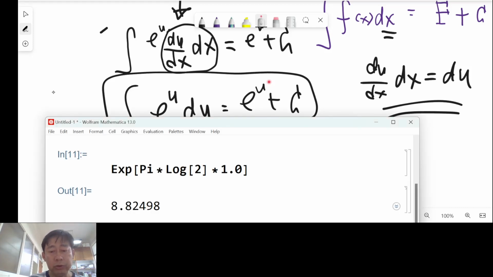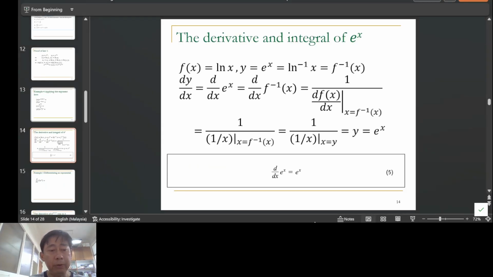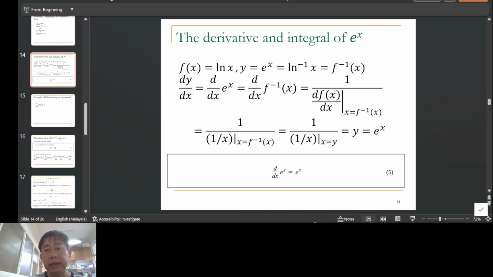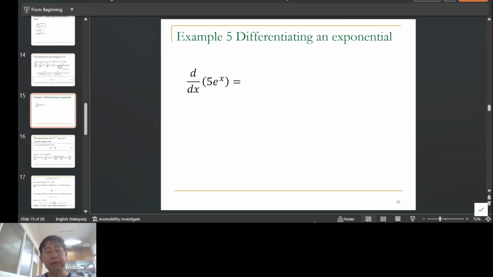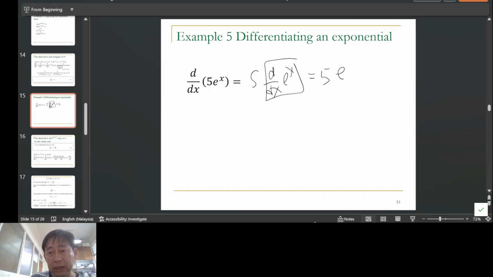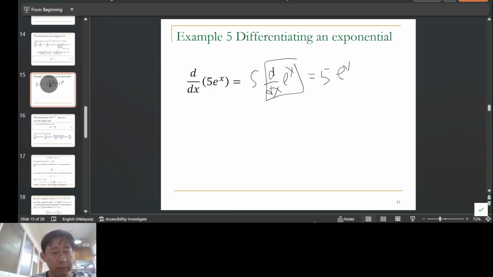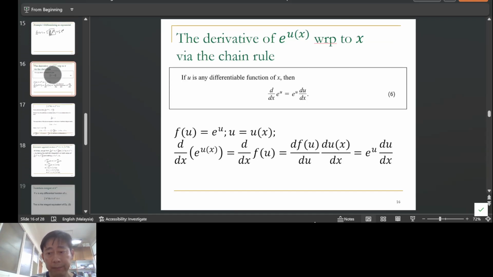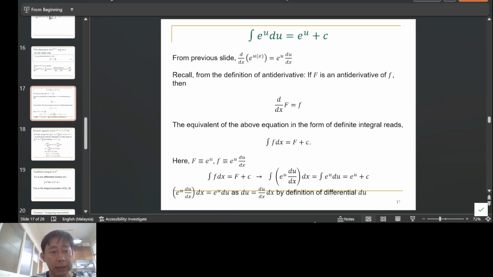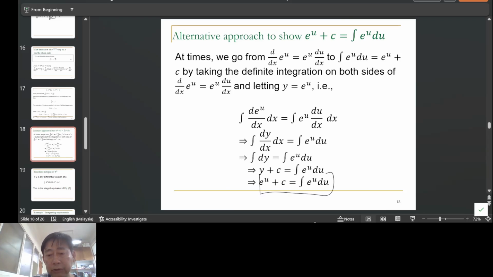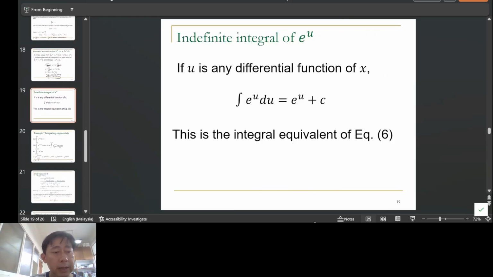So now we are going to show some simple examples that involve the differentiation and integration of a function. For example, the differentiation of this one is simply equal to 5 times d/dx of e^x, and d/dx of e^x is just e^x. So there's nothing special about this one. These 3 slides are just the derivation of this relationship, which I already demonstrated.